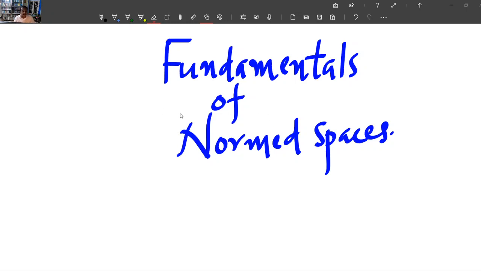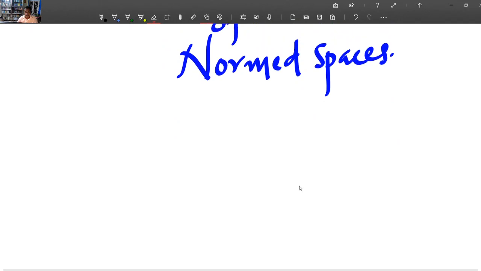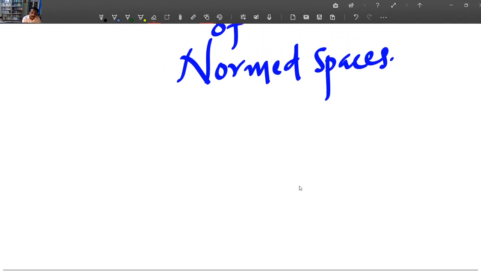Welcome to the class on functional analysis. We are going to discuss fundamentals of normed spaces. We are going to introduce a new structure on the linear space called a norm. We are going to define what a norm is first. A norm is a function from X to R, where X is a linear space over the field K, satisfying certain conditions.